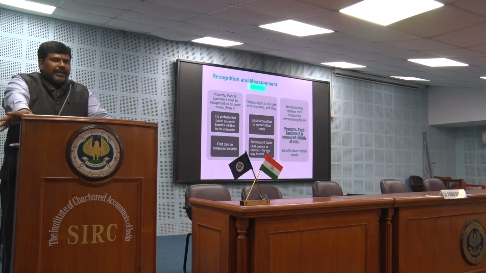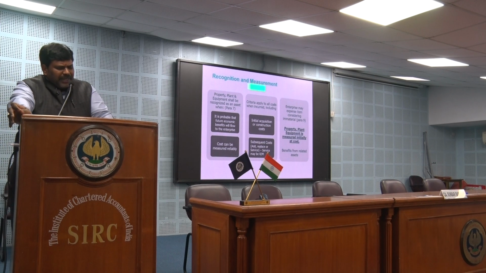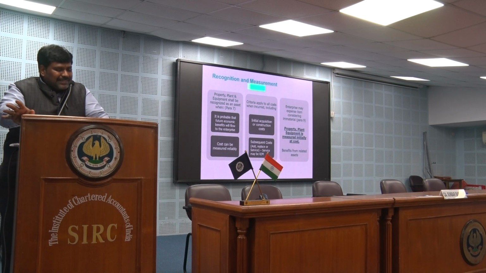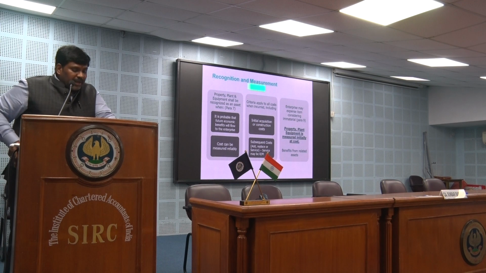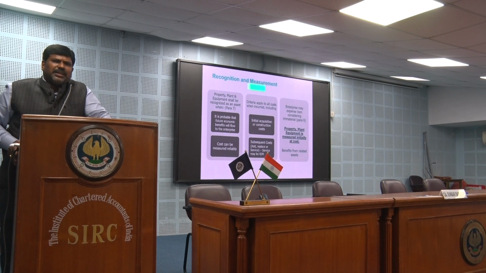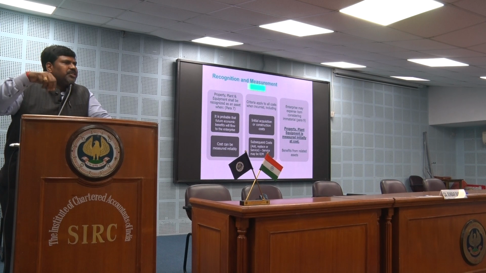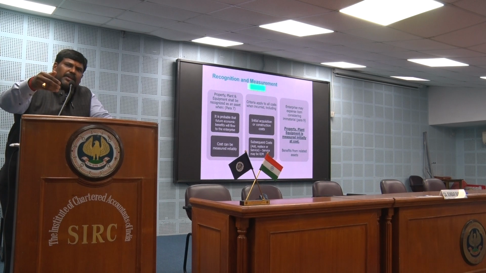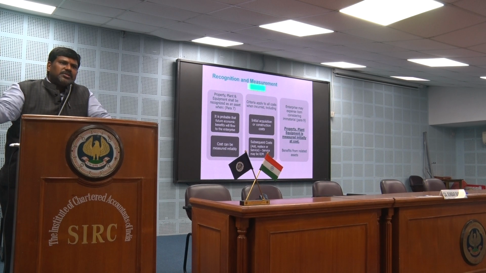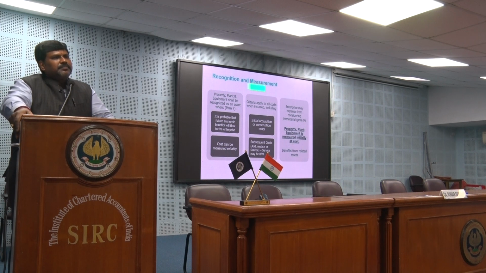The recognition criteria. The property, plant and equipment shall be recognized as an asset. Para number 7, very important para. It is probable that future economic benefits will flow to the enterprise. You buy a machinery, you use the machinery in your production process, and that helps you in producing the finished goods. You get sales out of that. That's a future economic benefit.